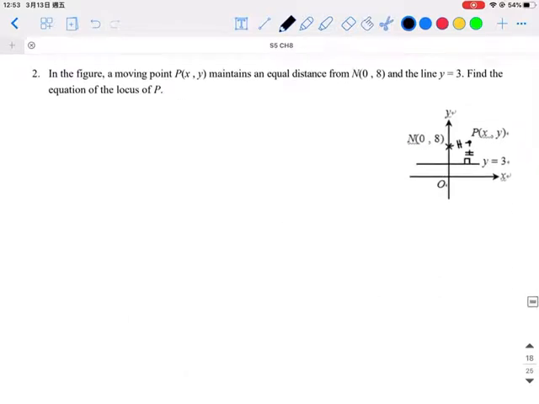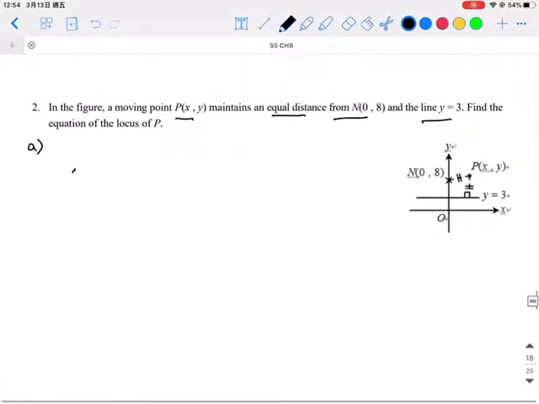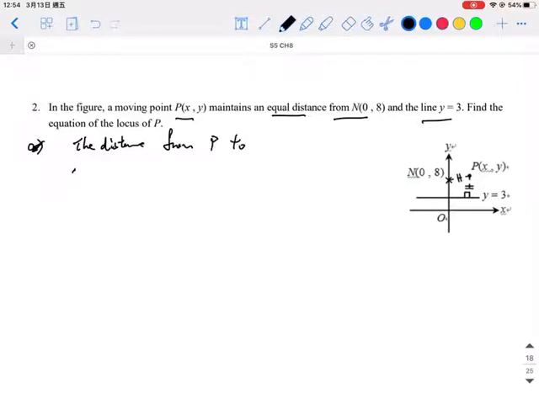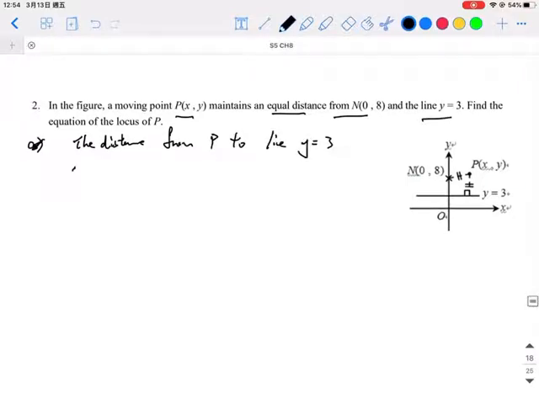And in the figure now, it's also P maintaining an equal distance from a point and a line. So find the equation of it. First of all, you need to find the distance from the point to the straight line. So the distance from P to the line y equal to 3: now y is above the straight line y equal to 3, so it should be y minus 3. Then you can set up an equation, which is PN equal to y minus 3, and you can apply the distance point formula again.